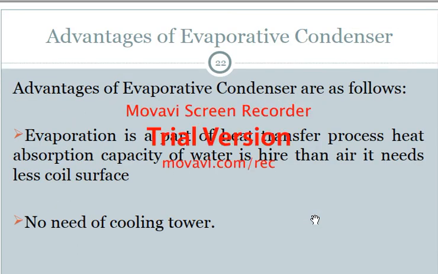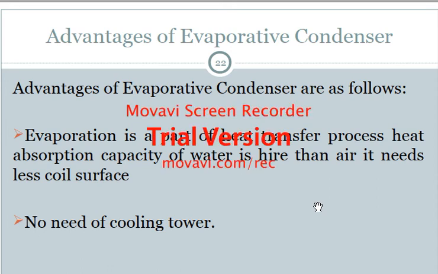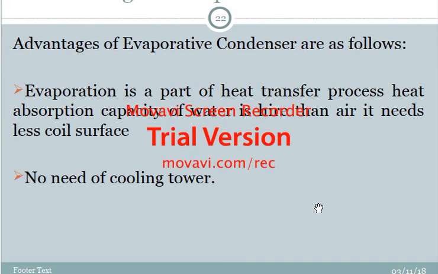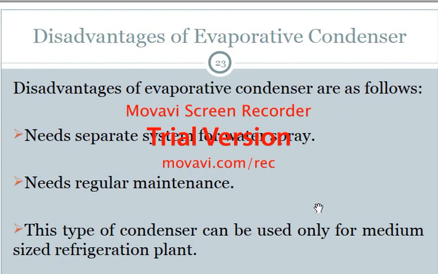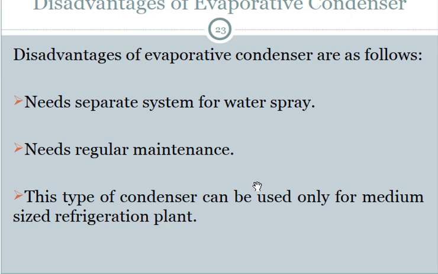And we go to the advantages of the evaporative condenser. The advantages of an evaporative condenser are as follows. Evaporation is a part of the heat transfer process. Heat absorption capacity of water is higher than air. It needs less coil surface. No need for a cooling tower. Disadvantages of the evaporative condenser are as follows. It needs a separate system for water spray. It needs regular maintenance. This type of condenser can be used only for medium-sized refrigeration plants.